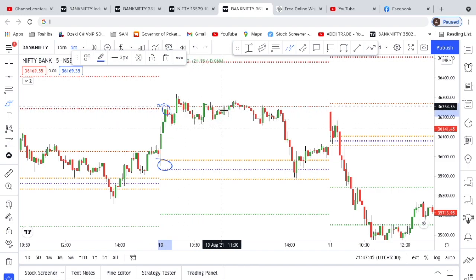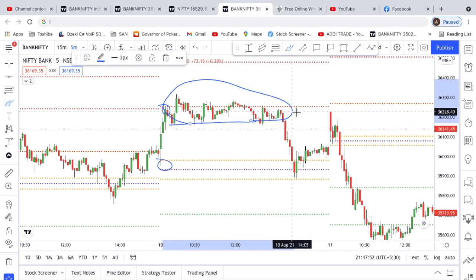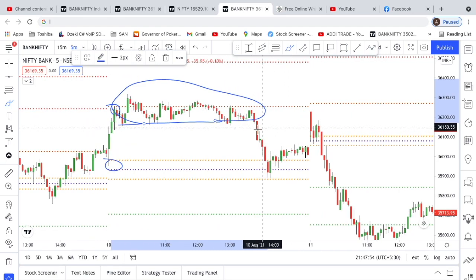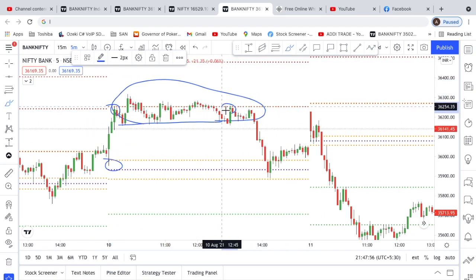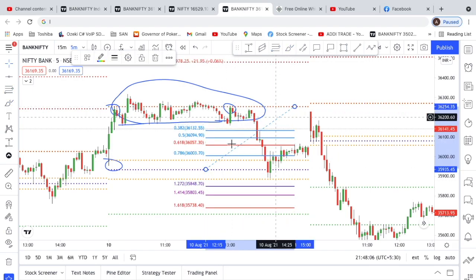See, R1 is this dotted line. Throughout the day it remained in this R1 range, and we got a sell signal over here. We shorted, we bought 36,300 puts here, and the first target was the pivot, and also we had marked the 50% target just in case we reverse from 50%, right? So we had marked this.